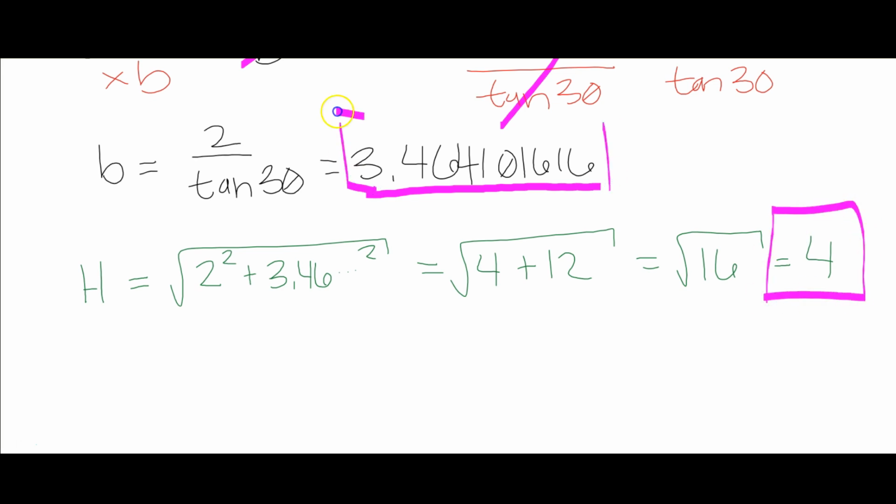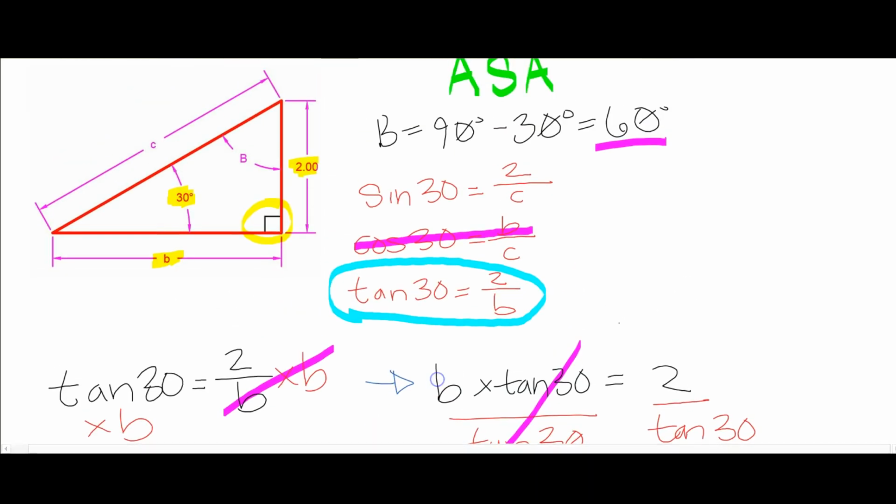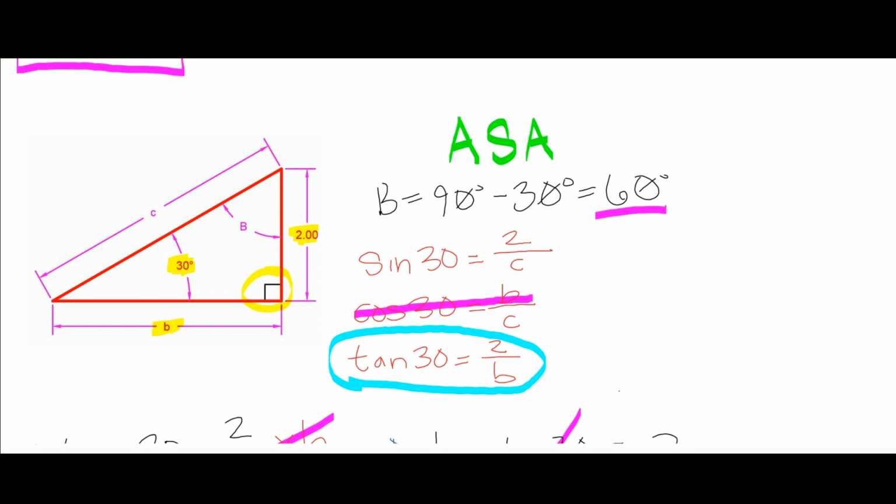There's our triangle solved. Where was our other value that we solved for? It was way up here. So let's fill this information in. b is equal to about 3.46..., c is equal to 4, and B is equal to 60 degrees.